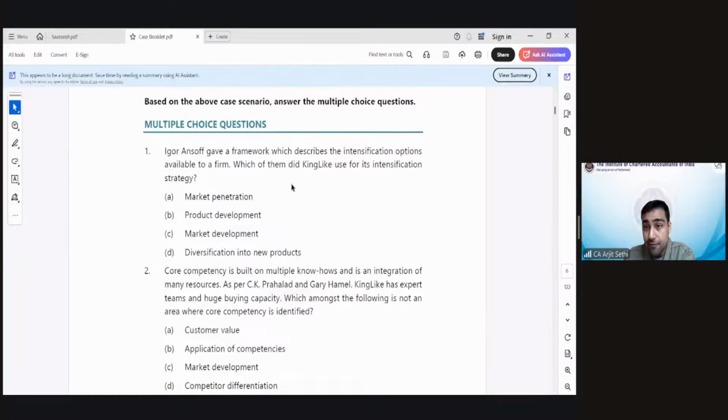Ansoff gave a framework which describes the intensification options available to the firm. Which of them did Kinglike use for its intensification? Market penetration, product development, or diversification into new products?